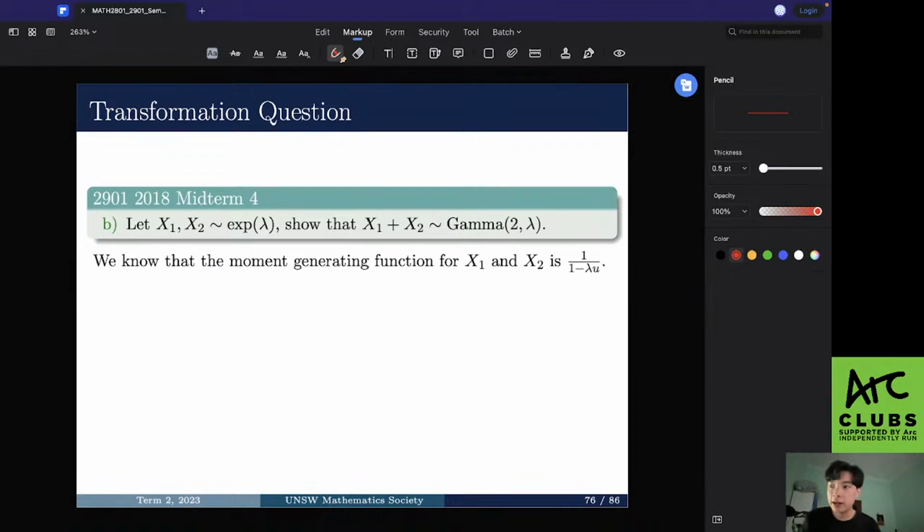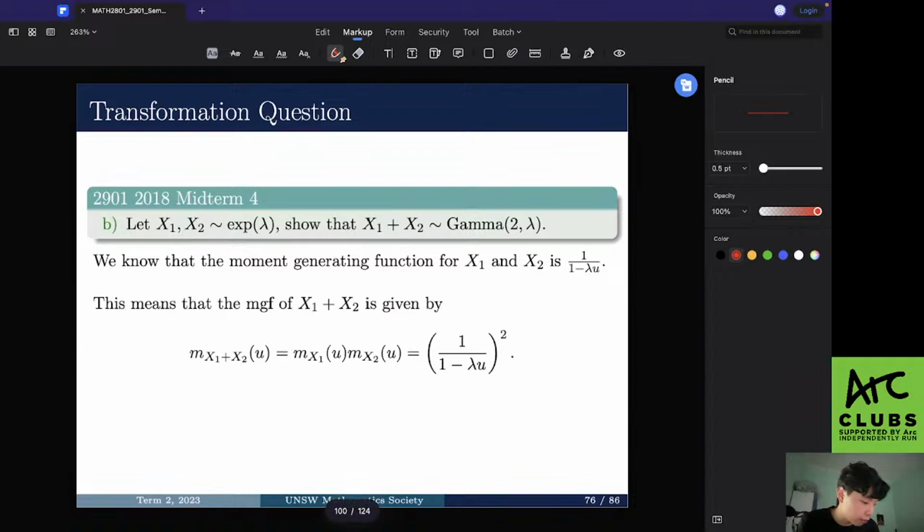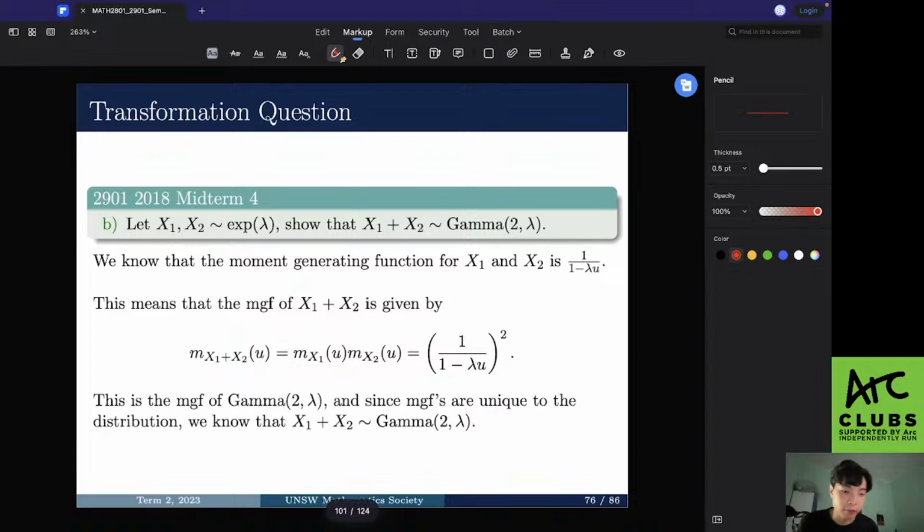So the first thing we do is we find out that the moment generating function for X1 and X2 are 1 over 1 minus lambda u. We know that the moment generating function of X1 plus X2 is just the MGF of X1 times the MGF of X2. So we just square it, and we see, based on our table, this is actually the moment generating function of gamma 2 comma lambda. And since we know that MGFs are unique to the distribution, we can say X1 plus X2 is actually equivalent to gamma 2 lambda.